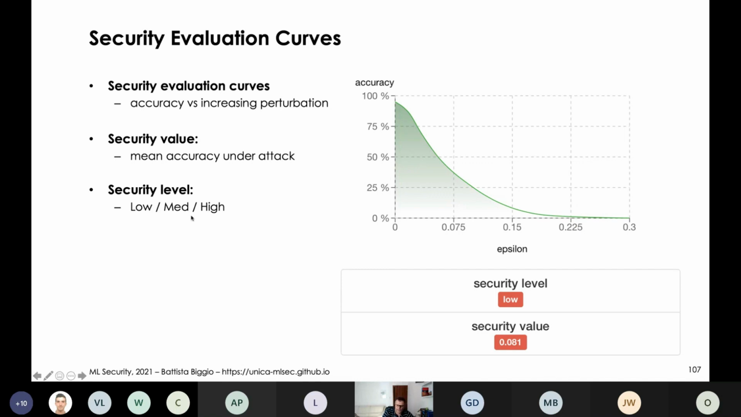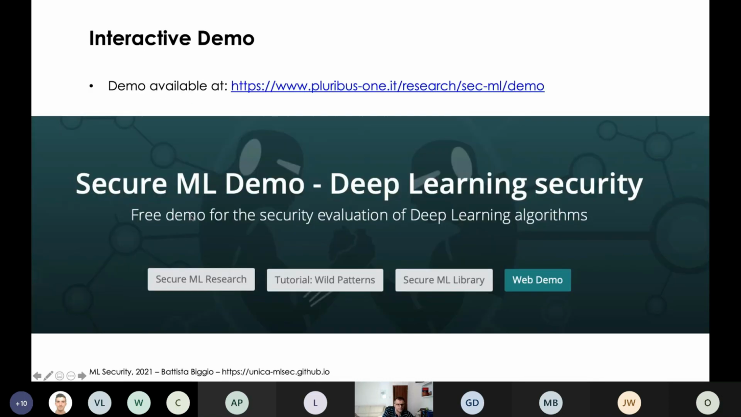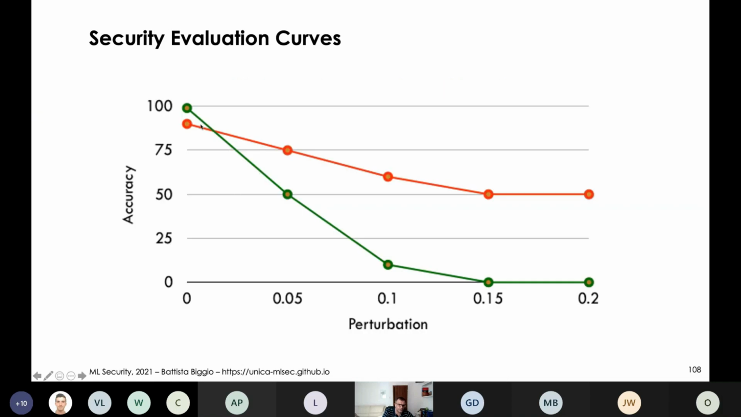Then we can see the demo, but the main intuition here is to be able to compare different classifiers, not only from the perspective of accuracy on test data, which you see here at 0, but also to check how these curves behave as soon as you increase the perturbation level. For example, if you forget about adversarial robustness, you would see that the green model is very, very accurate in the absence of perturbation. But there is another one which is less accurate than the first.